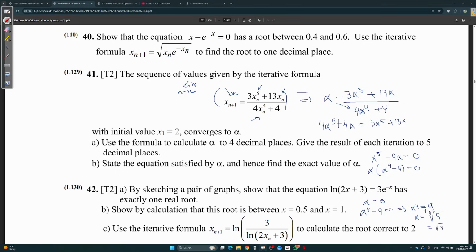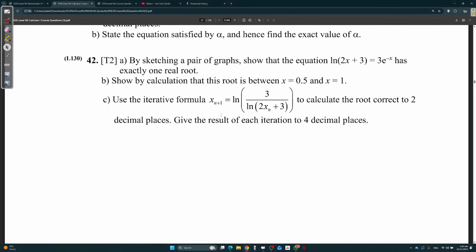Plus minus. But over here we started with 2. Is it possible to get 0? No. And is it possible to get a negative root? No. Only positive, because we started with a positive number. So it's going to be plus root 3, or plus the 4th root of 9. So the answer is simply plus root 3. When you do the 4th root of 9 on your calculator, you get root 3. Anyways, that is the equation satisfied by alpha. Alpha is equal to radical 3. That's it.